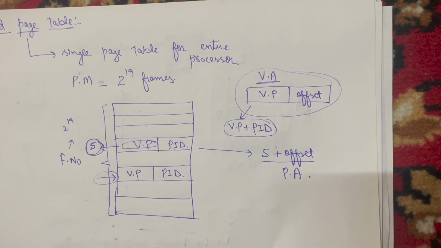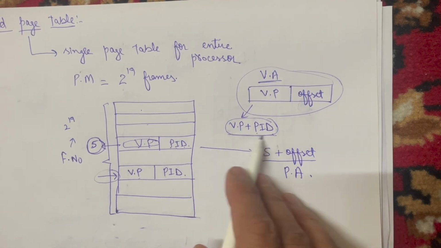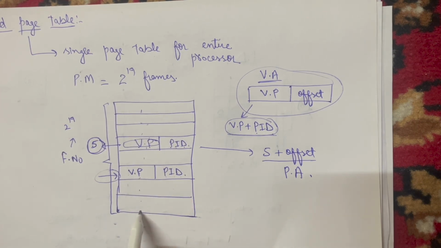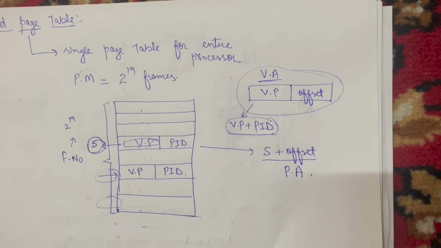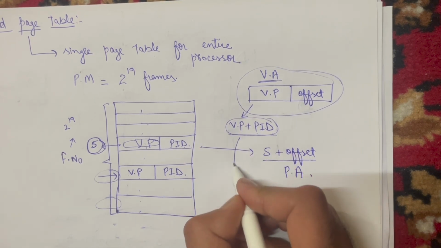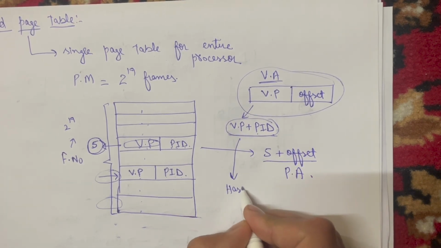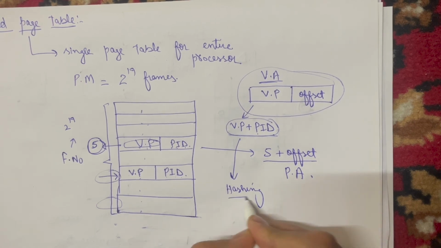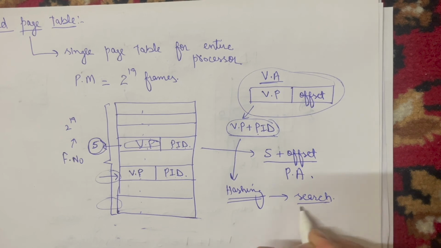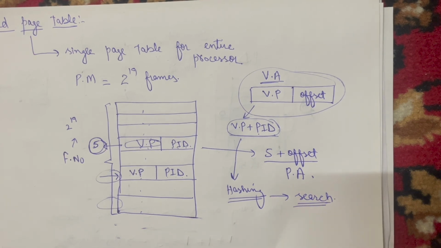Okay. So that means using a single inverted page table, we can handle this address translation. But the issue is the searching. So we have to search each entry in the inverted page table to get the actual frame number. That is the overhead of this particular scheme. But we can solve this by using some hashing techniques. So that will narrow down our search. Okay, but we won't discuss those things here.